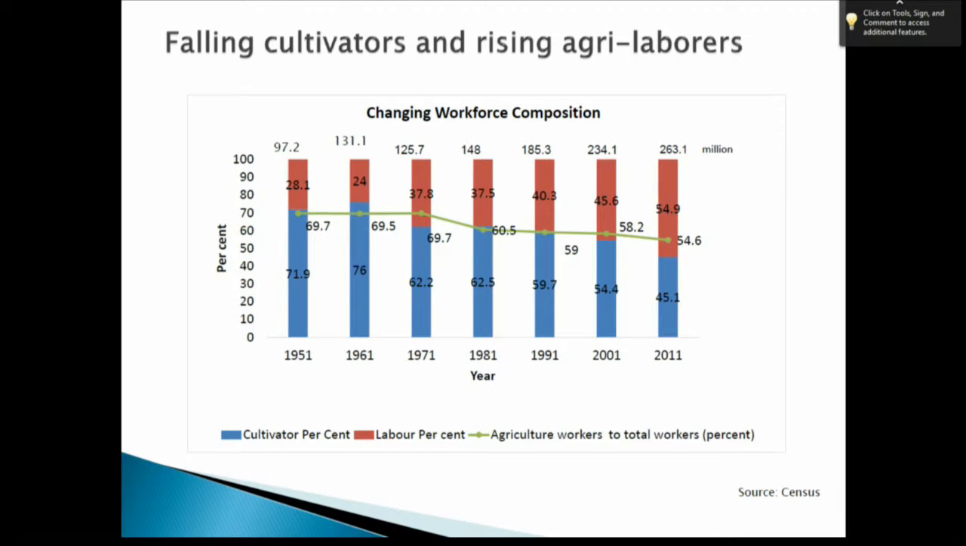Does the data have seasonal fluctuations in the numbers? Sorry, sir. It's only one shot a year. So it's just every 10 years in census, NSSO is every 5 years. Within one year, there's only one collection.